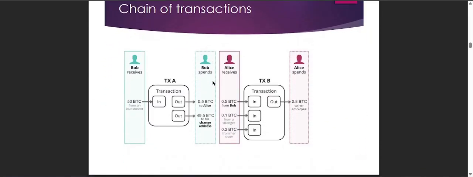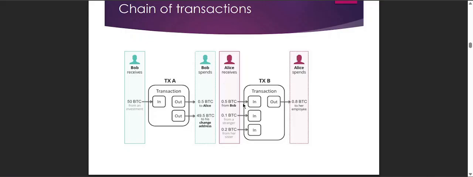Here it is shown how the chain of transactions happens, as I told you earlier. For instance, Bob receives 50 Bitcoin, and he is going to invest it. In this transaction, the input is given and the output is what Bob spends: 0.5 Bitcoin goes to Alice, and 49.5 Bitcoin goes to his change address.